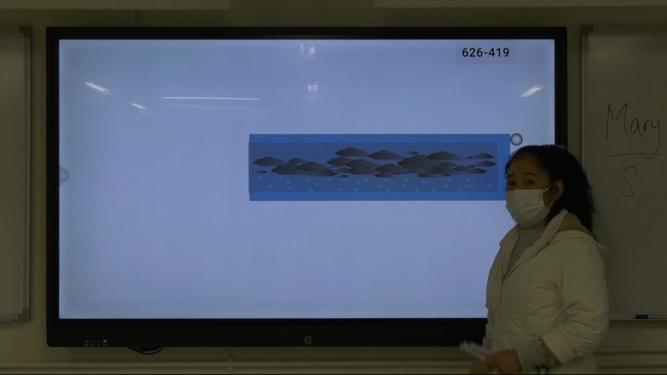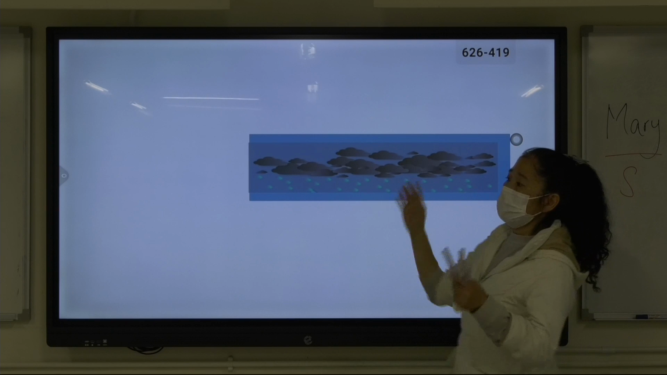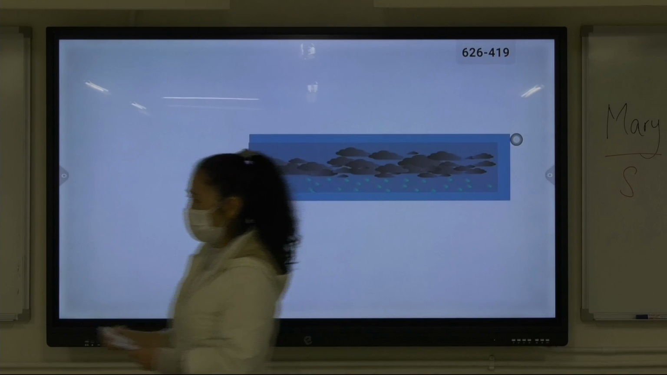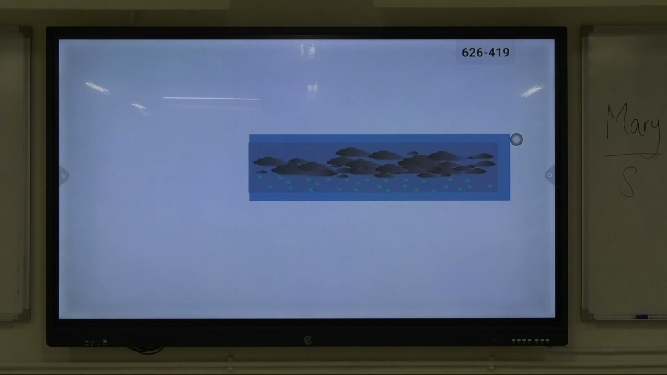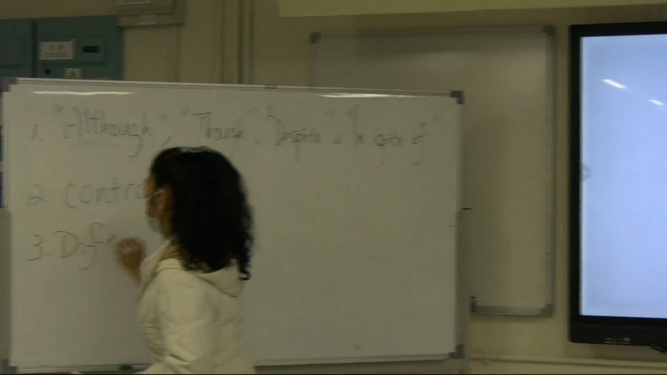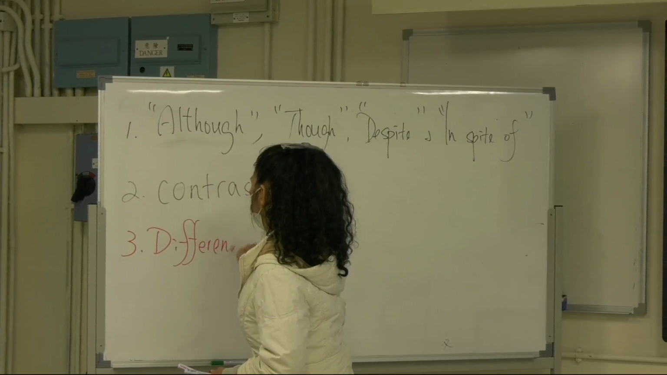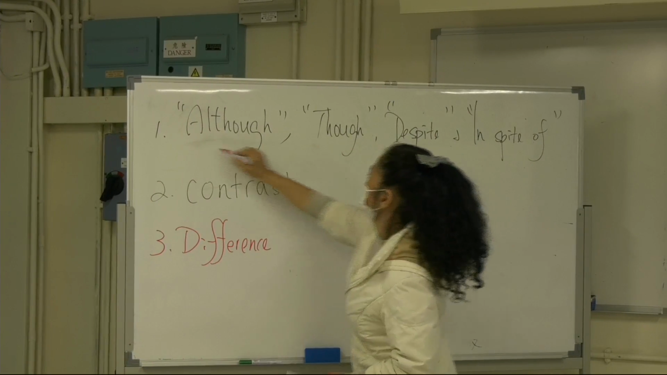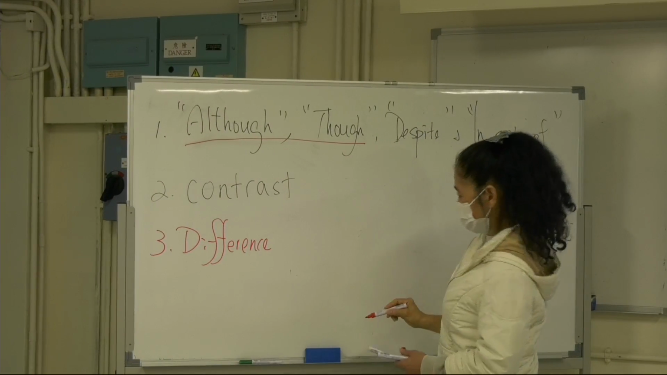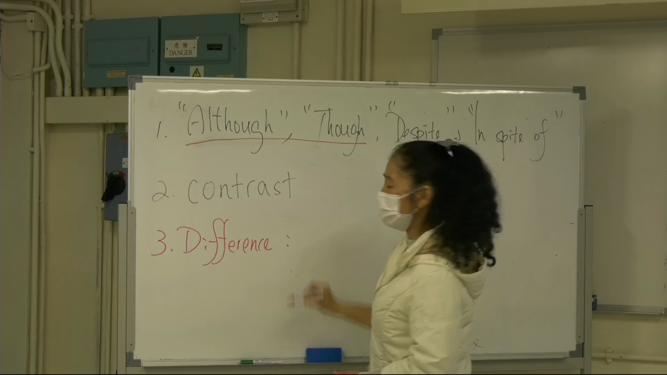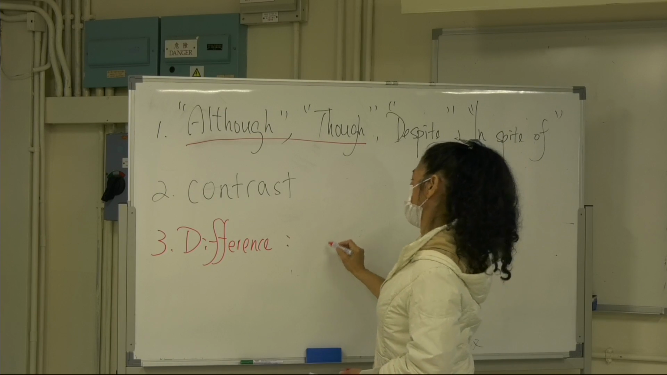Alright, so we've already gone through, okay, although and though. Now, although and though are different from despite and in spite of. Firstly, okay, is the grammatical structure.